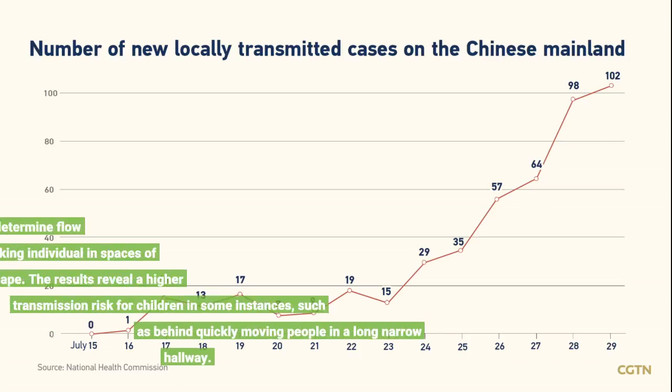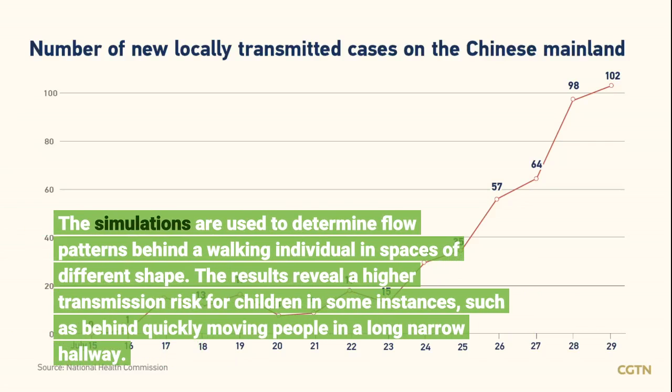The simulations are used to determine flow patterns behind a walking individual in spaces of different shape. The results reveal a higher transmission risk for children in some instances, such as behind quickly moving people in a long narrow hallway.